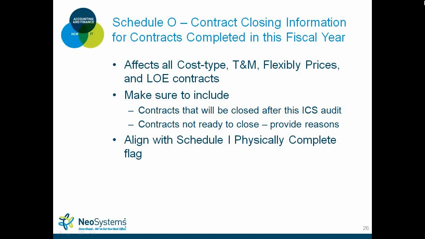It's acceptable, it's fine, but give explanations of why they're listed there, even though you have no activity in H or no activity in I. There's got to be a correlation between all three. If they're not aligned, then make sure that you explain things. And of course, align it with Schedule I with the physically complete flag. If there are 10 in Schedule I, there should be 10 also in Schedule O.